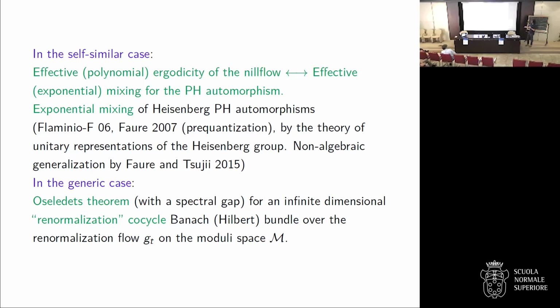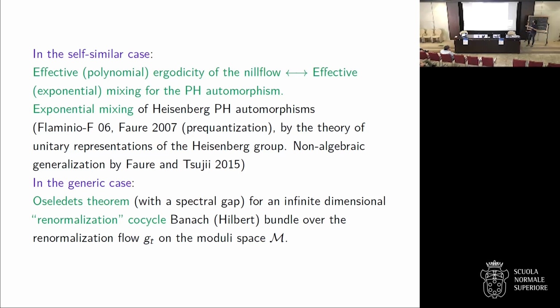But then Faure and Tsuji can also go nonlinear. Just to mention it, in the partially hyperbolic theory of these maps, you can go nonlinear, and there is an important result by Faure and Tsuji in 2015. For us, everything stays algebraic and homogeneous. So in the generic case, what you get is the Oseledets theorem. You want it with a spectral gap, and it will be an infinite dimensional cocycle.